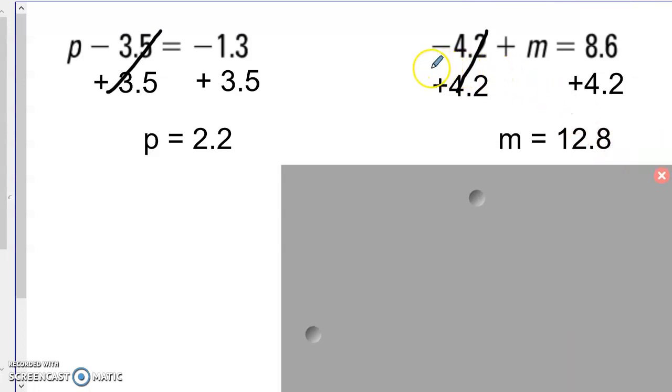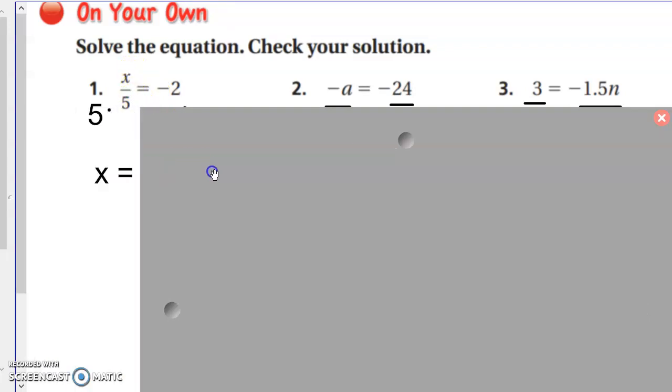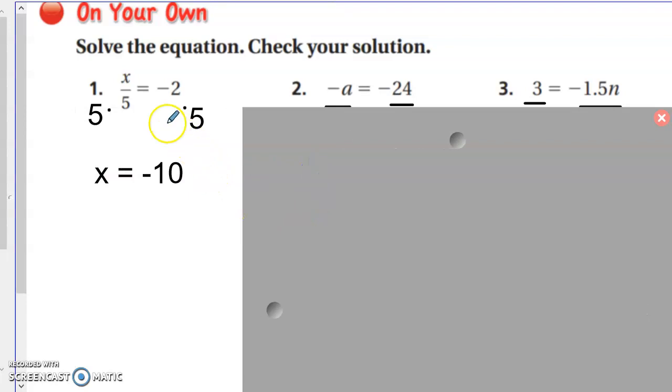And then when you check it, negative 4.2 plus 12.8, those would have different signs, so I'd have to subtract. 12.8 minus 4.2 is how I would get 8.6. Some more one-step equations. Again, I go to the side with a letter on it. This is x divided by 5, so I would have to multiply by 5 on both sides. Negative 2 times 5 would leave me with negative 10, and I can check that. Negative 10 divided by 5 would, of course, be negative 2.